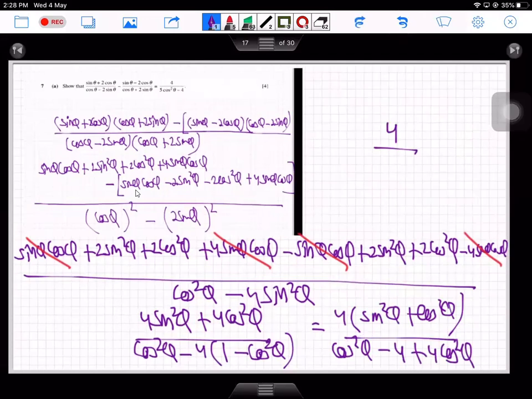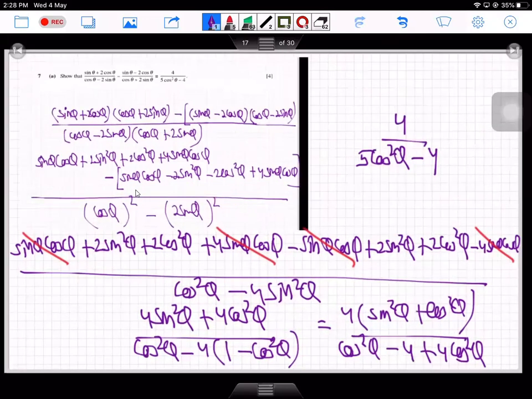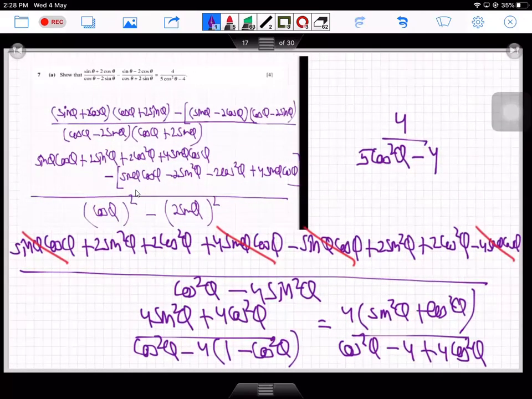cos square theta plus 4 cos square theta will be 5 cos square theta. And here you go, your identity is proved. Here you have your 4 marks. Okay. Now let's move on to the next one.